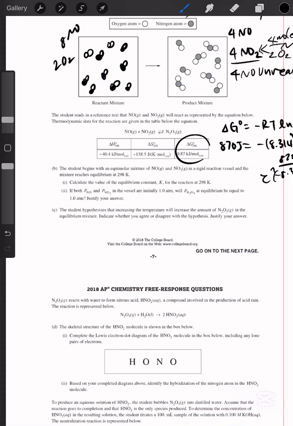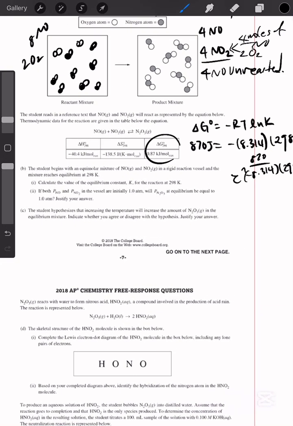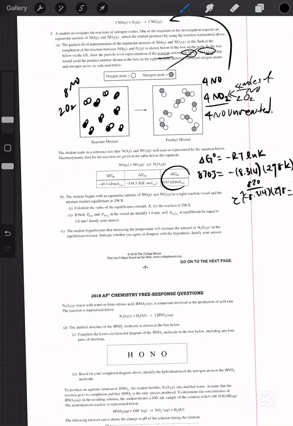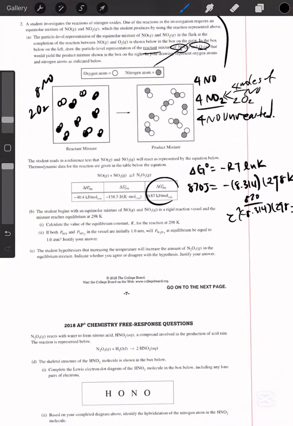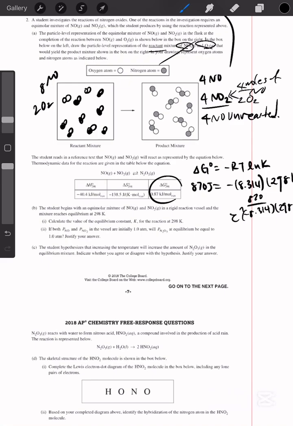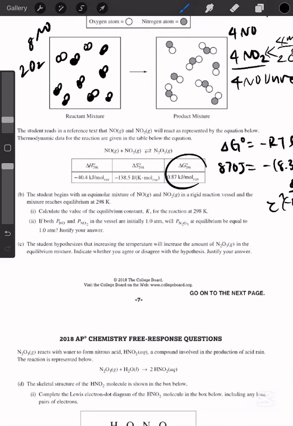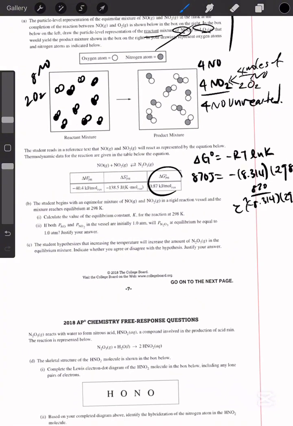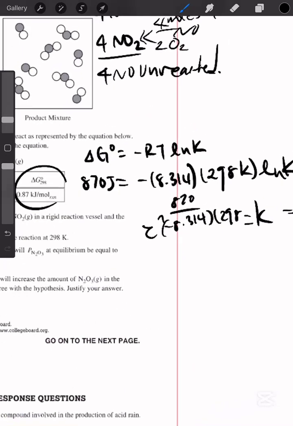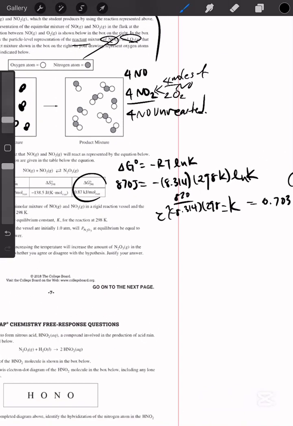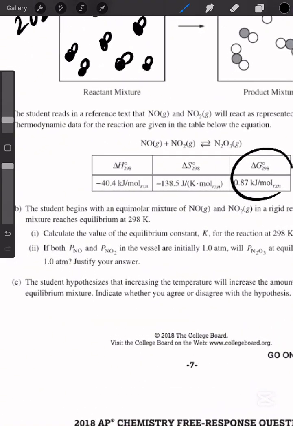So it says that if both the partial pressures of the reactants are initially 1, will the partial pressure of the reactants at equilibrium be equal to 1? Justify your answer. Okay, so what we have to recognize here is that if we look at the K that we found from the previous part, we would see that, let's see what it is. K is 0.703.